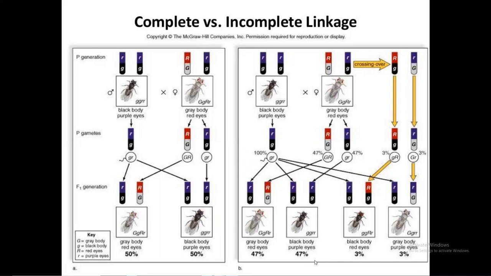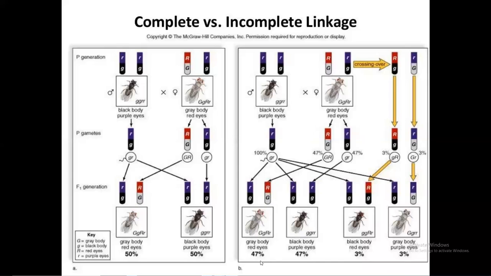Okay. And another point here: these are showing higher percentage and this is showing lower percentage. What is the percentage showing here? It is the number of offsprings showing this character. If there are 100 offsprings, 47 are showing this phenotype, or 47 are showing this phenotype, 3% this phenotype.